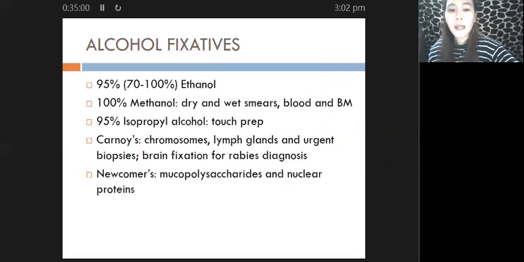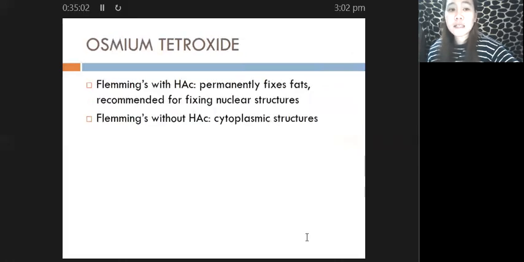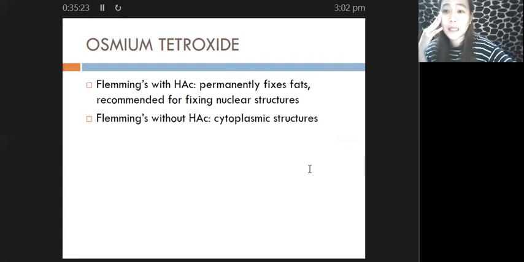Then the next group, we have your osmium tetroxide. For osmium tetroxide, you don't have to memorize a lot of things because both formulations have the same name, Flemming's. They only differ in the presence or absence of your acetic acid.